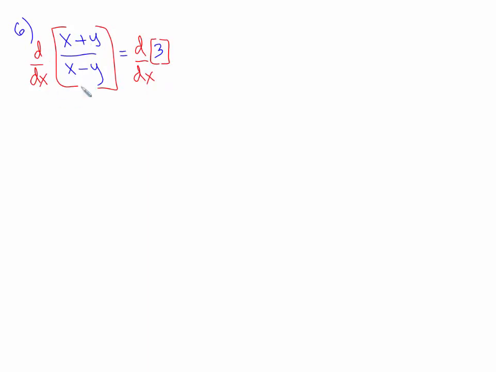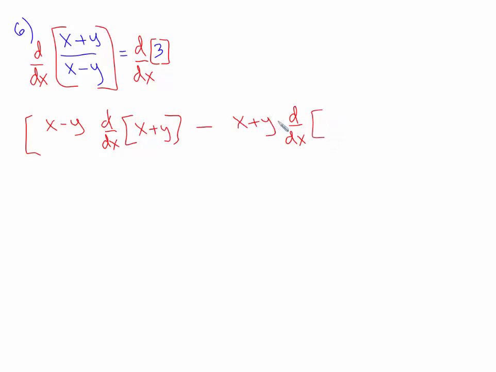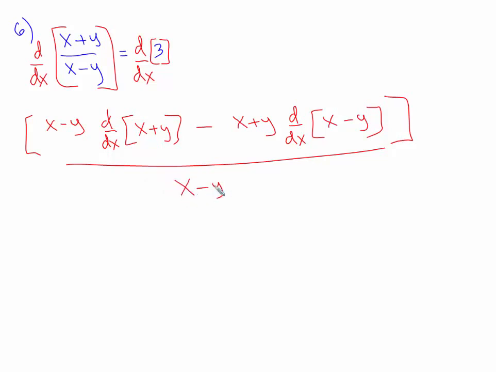So we're going to set up our quotient rule. Low d high, so low, and then the derivative with respect to x of the high function, which is x plus y, minus high d low, x plus y, and the derivative with respect to x of x minus y, all over our denominator, which is x minus y squared. And this equals the derivative of 3, which is 0, right?